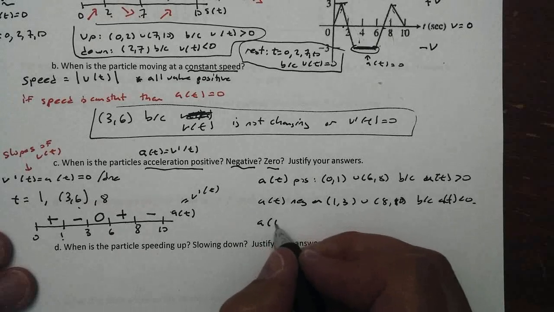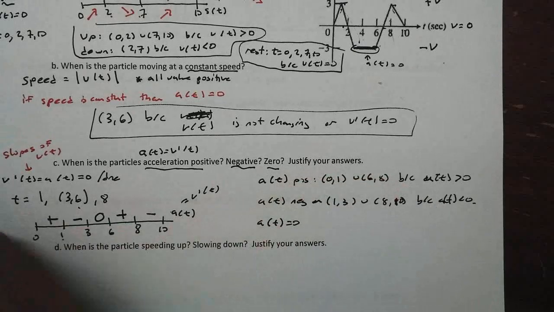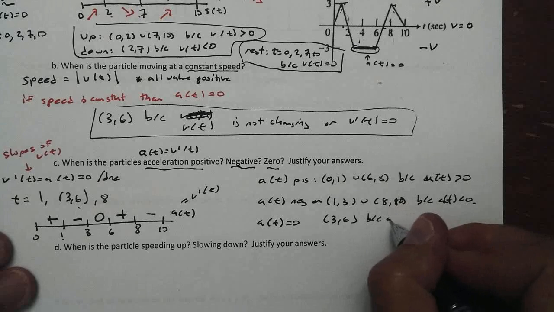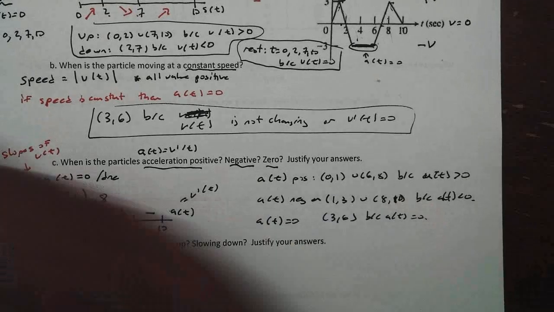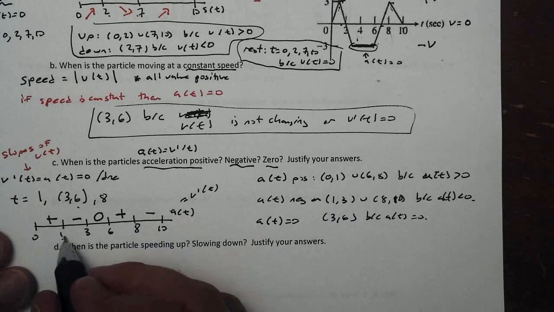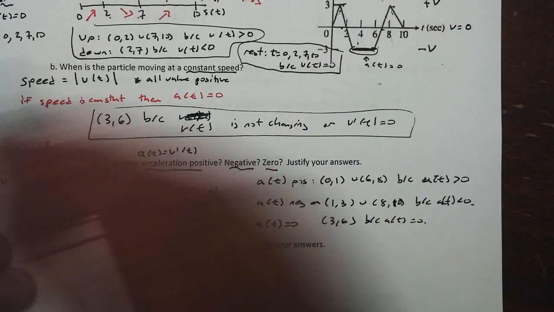And when is the acceleration 0? That's easy to find. We can say 3 to 6. And that is because the acceleration, of course, is 0. I know, kind of silly we'd write it that way. But now be careful. Note, I did not include 1 and 8. Because the acceleration is not 0. It just does not exist up there.